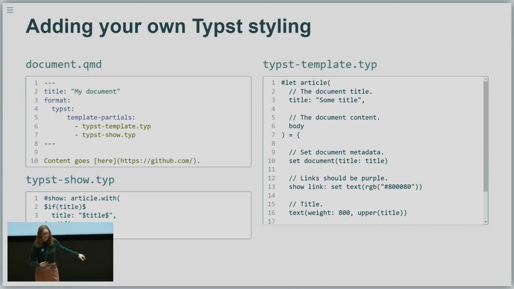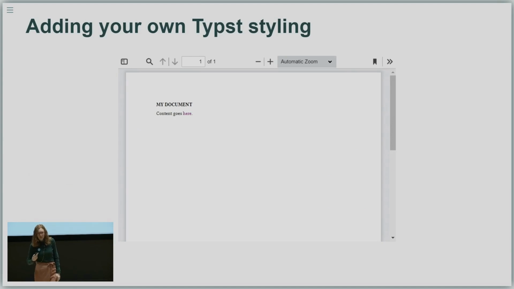And then you can define different types of styling. So again, you can do things like change the link color or change the title and make small changes to your document.